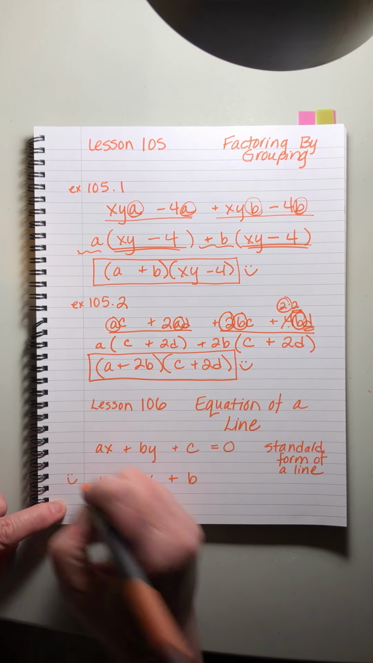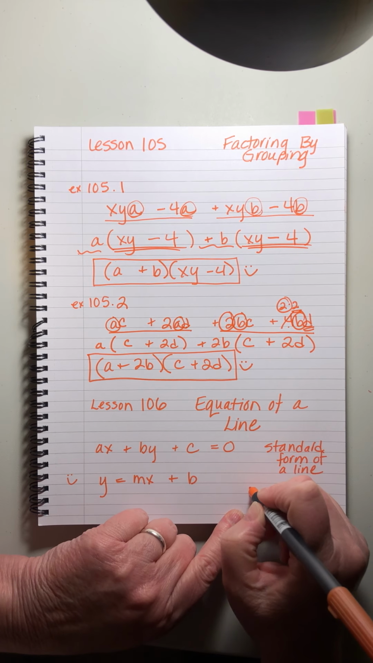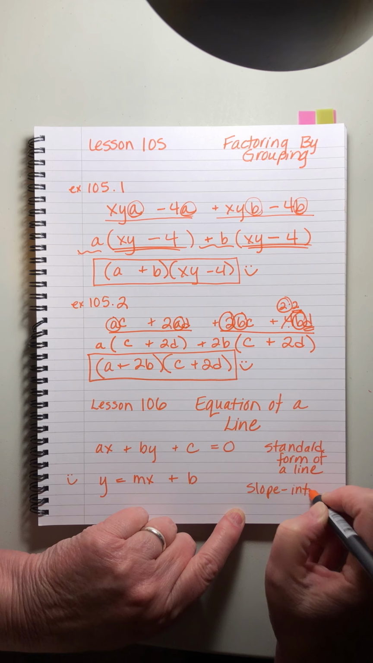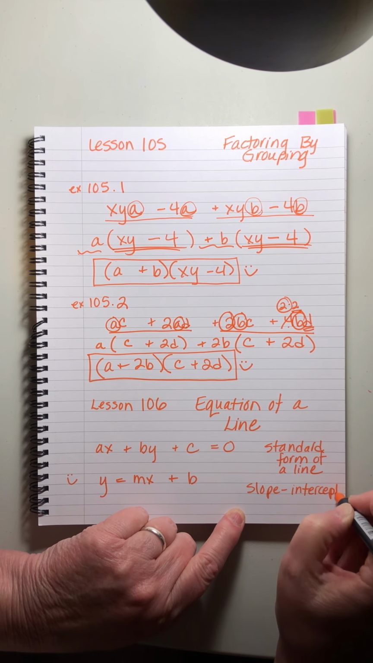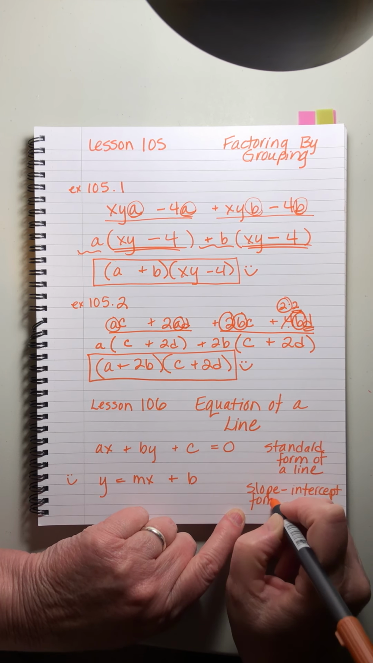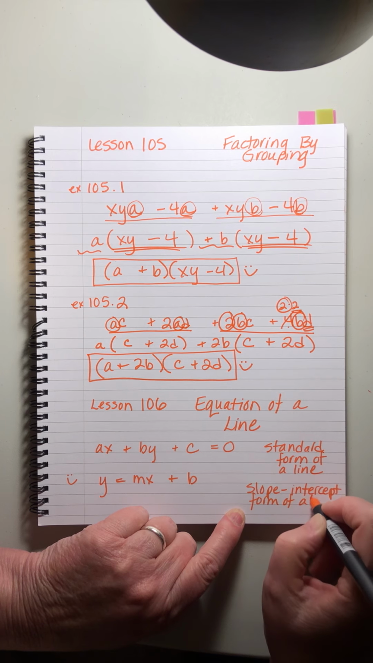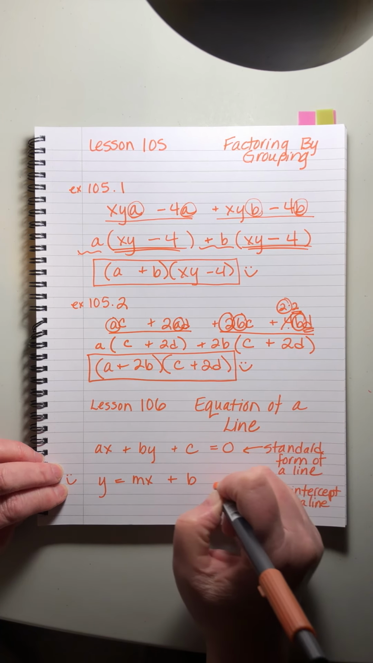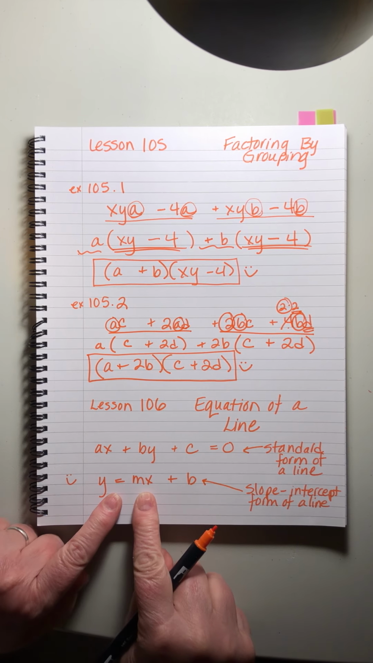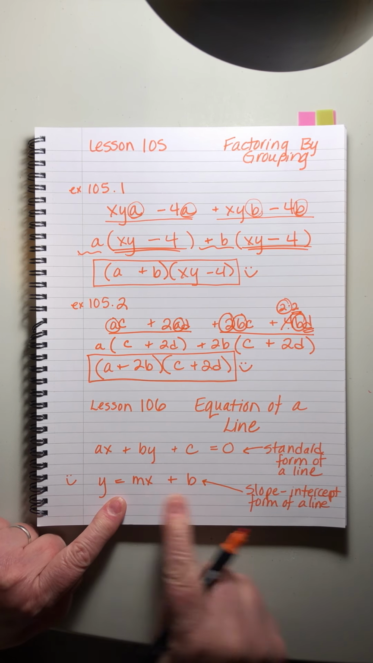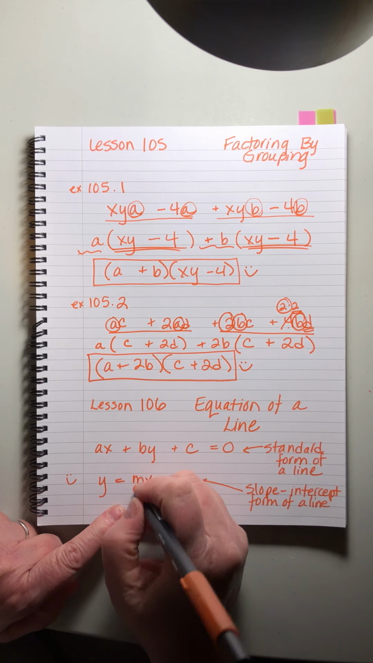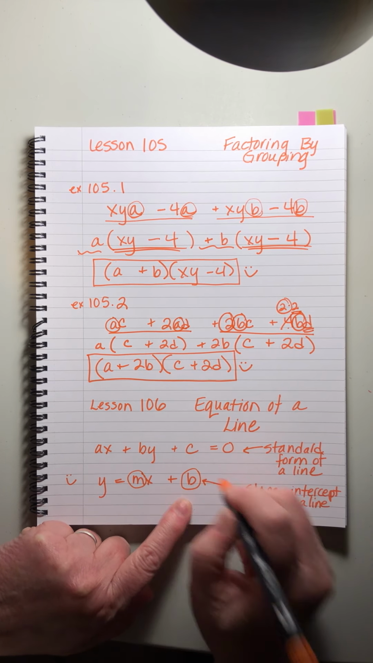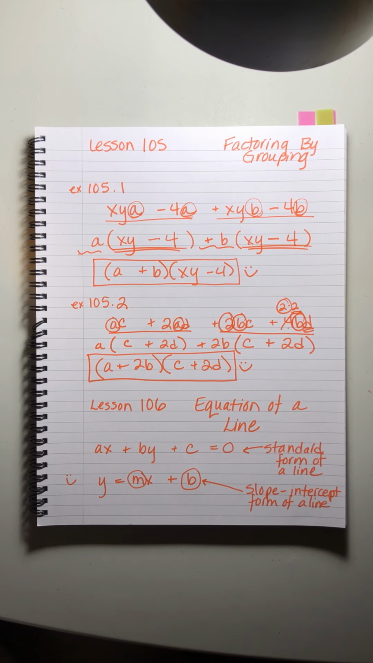This is our dear old friend, and this is called the slope-intercept form of a line. That's this one, and this is this one. This is the one we like because it's super easy to graph from. And the name is clever because it shows us the slope and the intercept. Oh, thus the name, right?